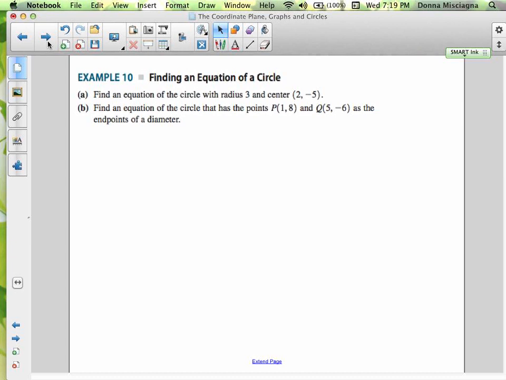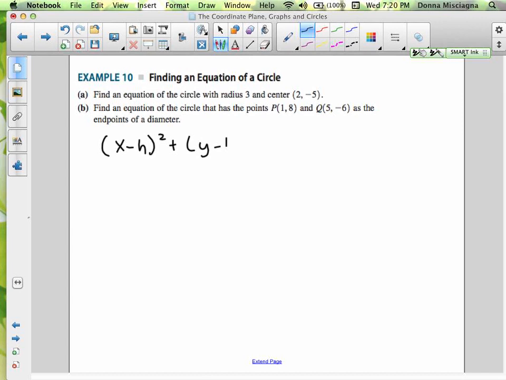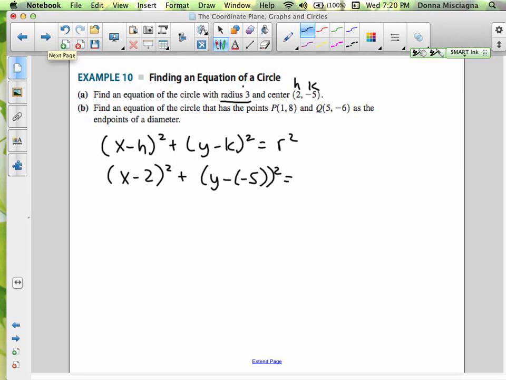Let's find an equation of the circle that has a radius of 3 and a center of (2, -5). This is really easy if we just remember our format: (x - h)^2 + (y - k)^2 = r^2. Our center is (2, -5), so that's our h and k. We have (x - 2)^2 + (y - (-5))^2 = 3^2. Let's simplify that double negative and we're done: (x - 2)^2 + (y + 5)^2 = 9.